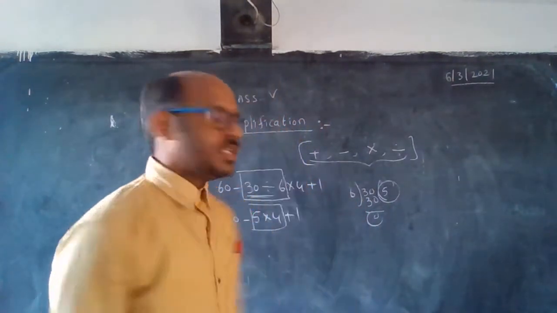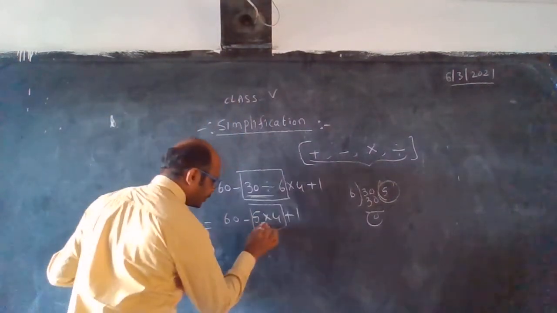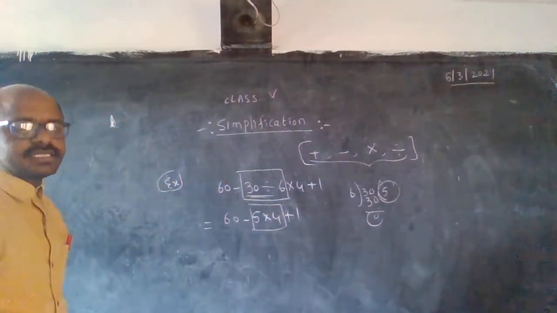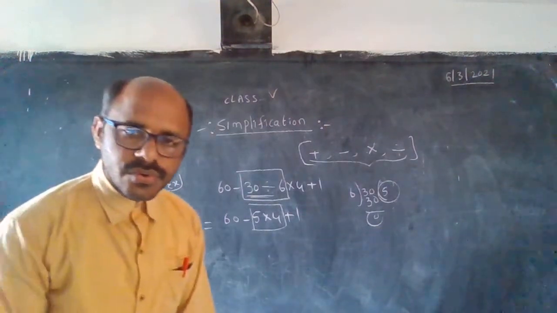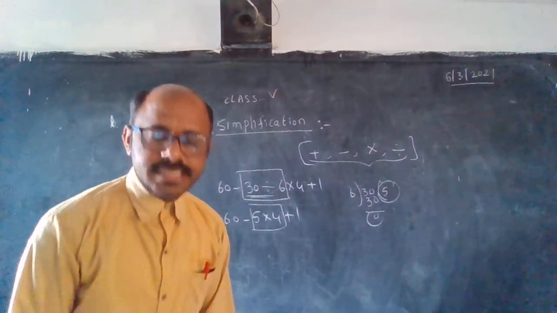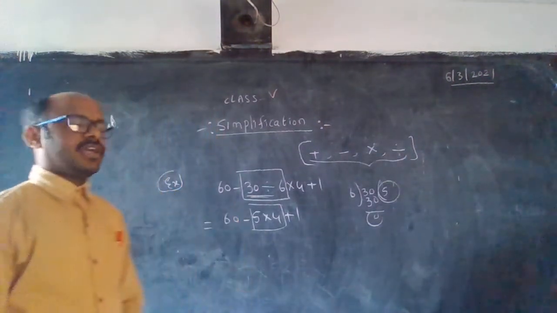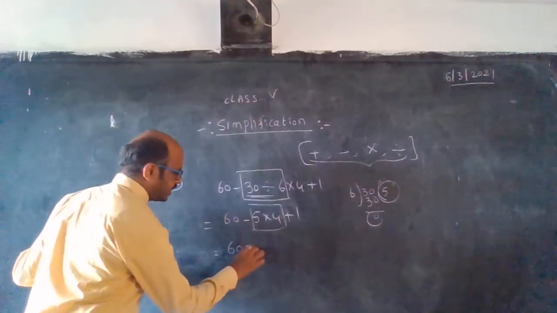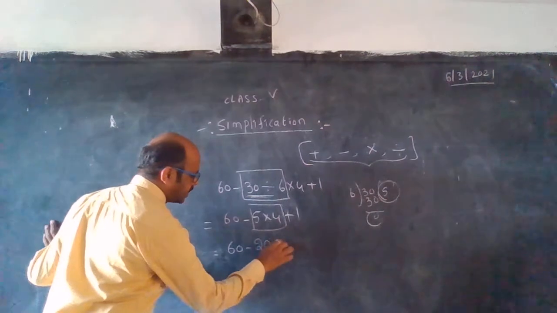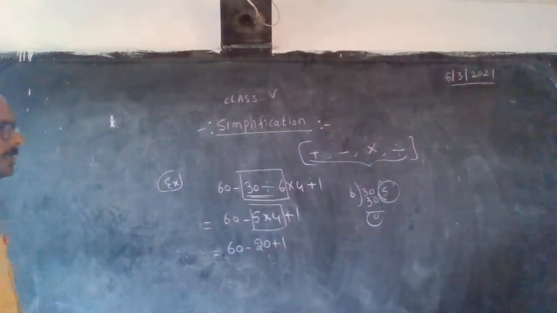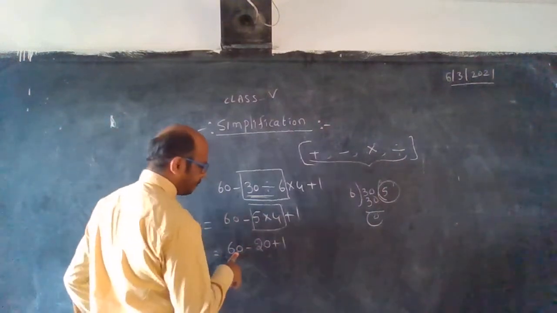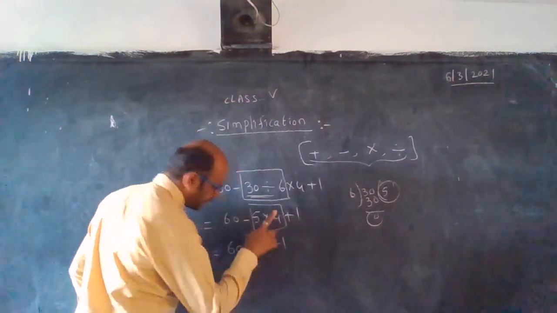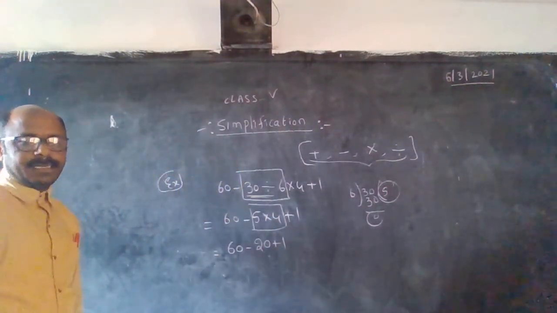In the multiplication part, see which multiplications are there in that box. 5 and 4. How much are 5 fours? Right, 5 fours are 20. It will be, see here, 60 minus 20 plus 1. 60 minus 20 plus 1.